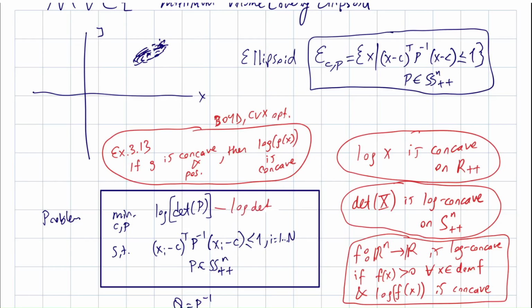Or wait a sec, minus log det is a convex function, okay? And it is information that you only find in convex optimization books. It is like inside information, basically. Yeah, so it is not intuitive, okay?